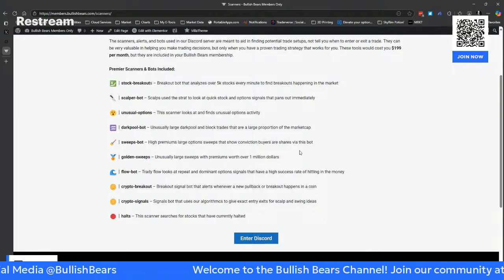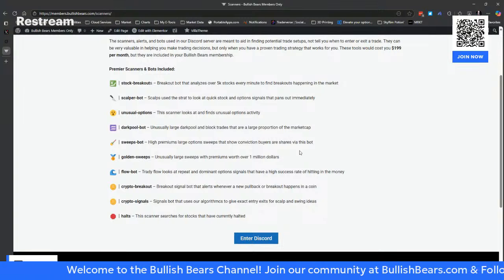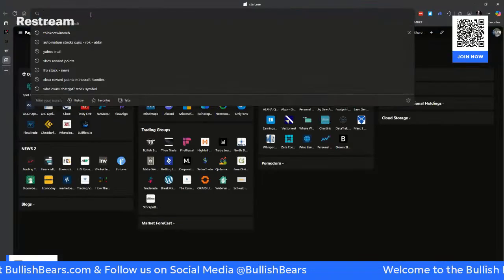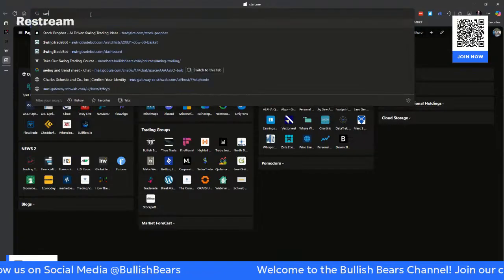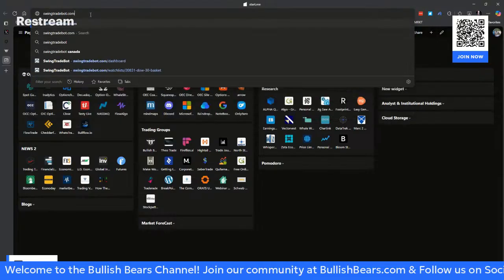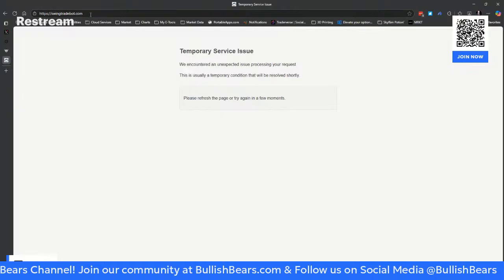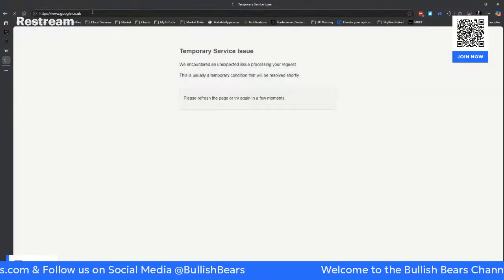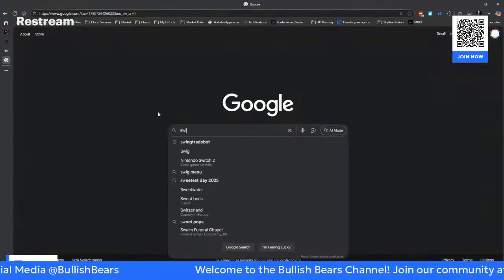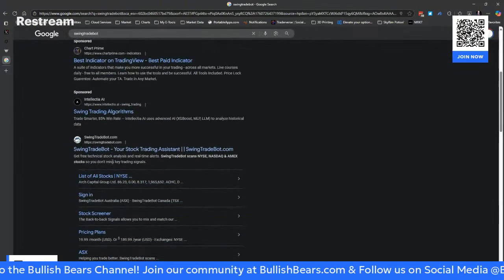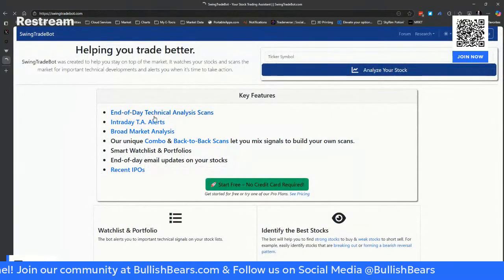In the past, I have mentioned a company called Swing Trade Bot. Swing Trade Bot is connected to the book Hit and Run Trading, Part 2. So if you've read that book and you thought that was a really good book, then you're probably going to really like Swing Trade Bot. I don't know why it was down there. Let's see if the link works. There it goes.